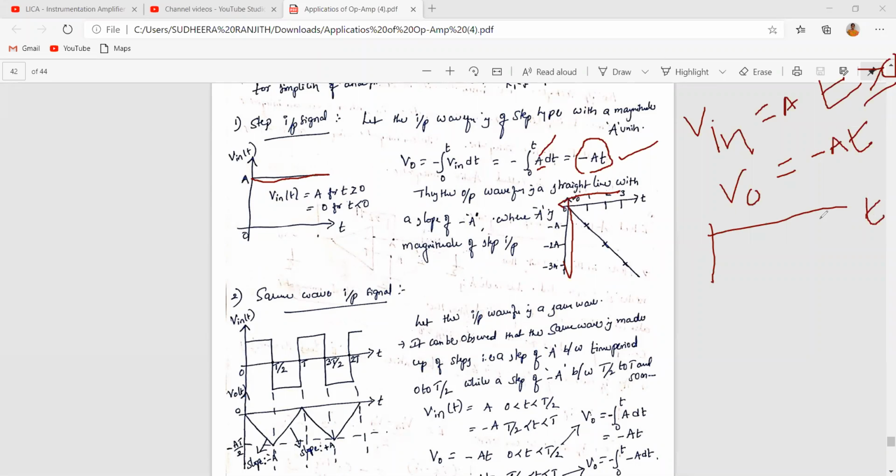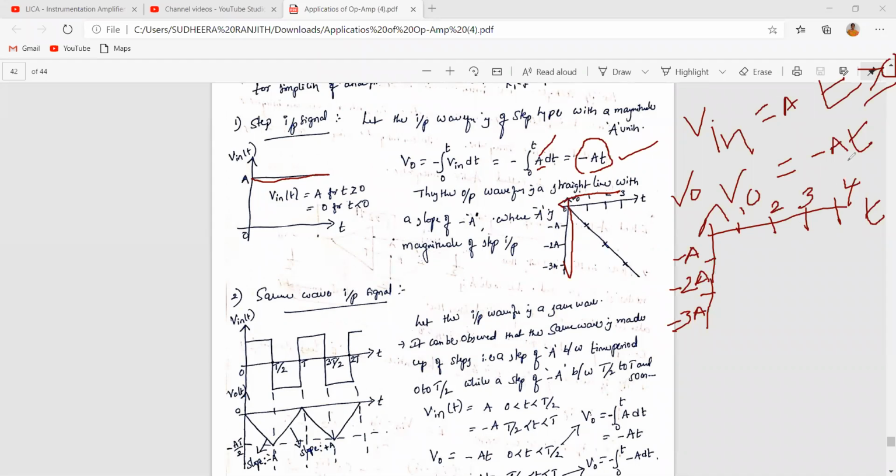If you plot the graph like this, it is t versus V0, with intervals t equal to 1, t equal to 2, t equal to 3, t equal to 4. The output magnitudes are minus A, minus 2A, minus 3A.